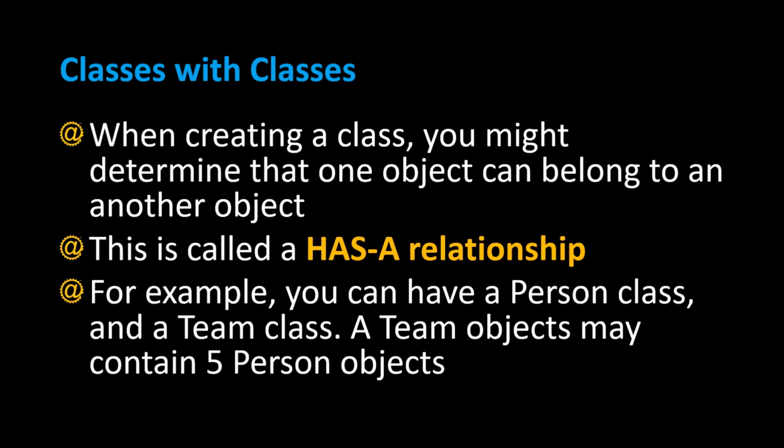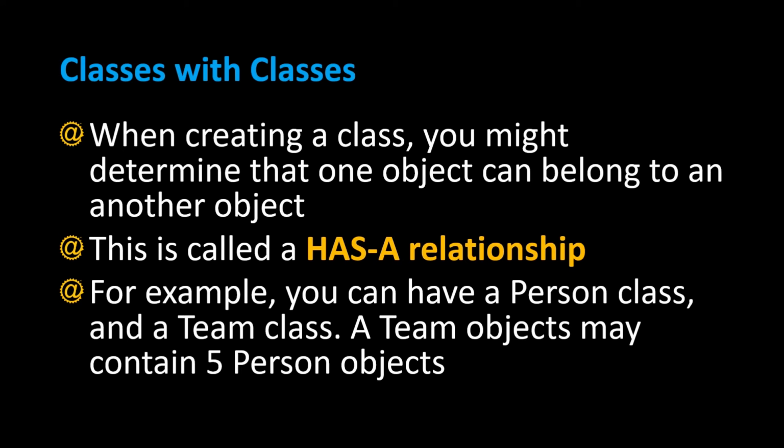In this video, we're going to discuss classes with classes. So when you're creating a class, you might determine that one object can belong to another object. And this is called a has-a relationship. For example, you can have a class called person and a class called team. And a team object may contain five person objects within it.